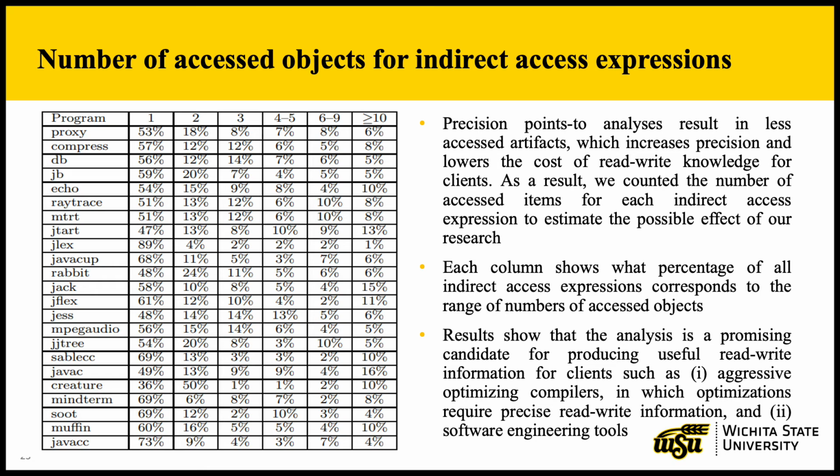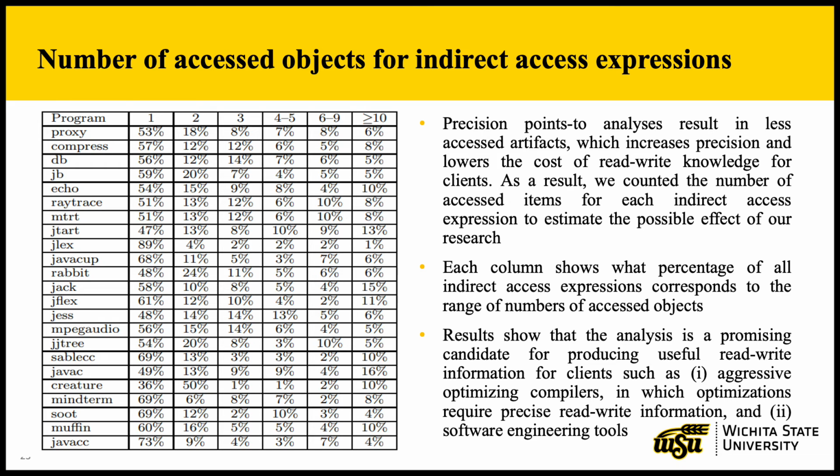Thus, to estimate the potential impact of our analysis, we measured the number of accessed objects for each indirect access expression. Similar metrics have traditionally been used for points-to analysis for C. Here the table shows the distribution of the number of accessed objects, and each column corresponds to a specific range of numbers. For example, the first column corresponds to expressions that may have accessed only a single object, while the last column corresponds to expressions that may have accessed 10 or more objects. Each column shows the percentage of all indirect access expressions corresponding to a particular range of number of accessed objects.